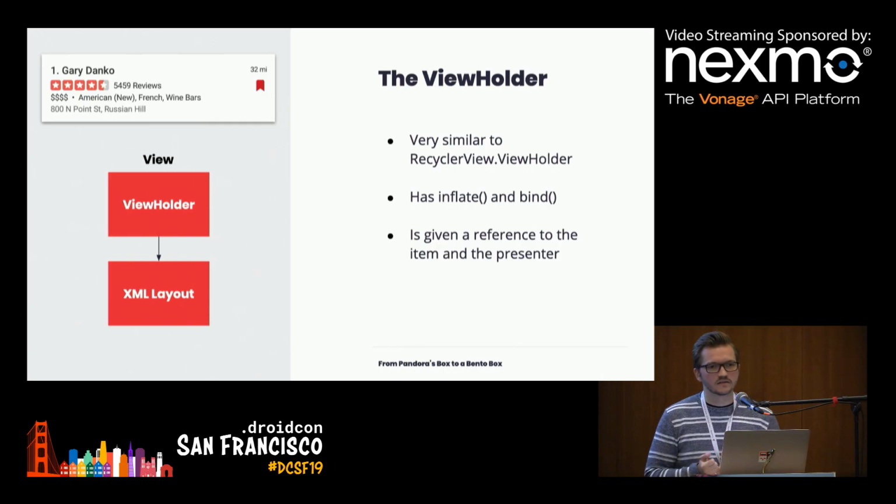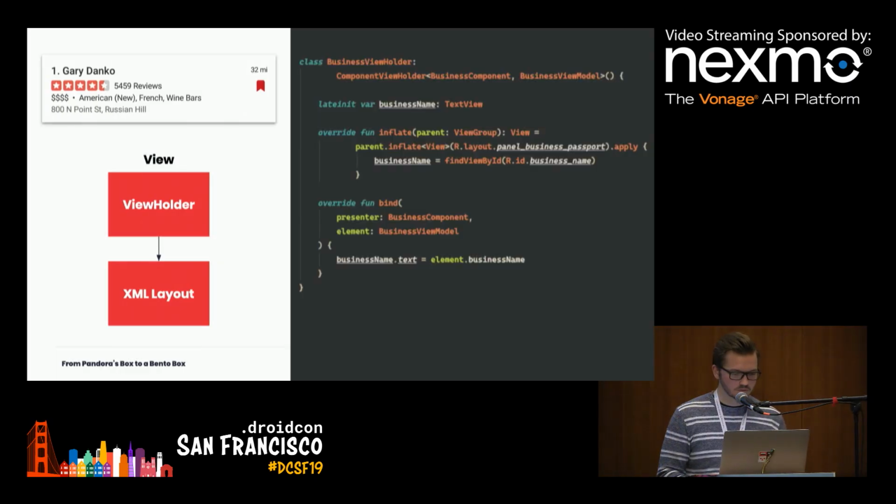Now, a viewholder in the bind method is given a reference to the presenter and the data items so that it can do the actual binding. So it'll take the data from the data item and bind it to our views in our view, and it will also take the presenter and call methods on the presenter whenever we want to handle some kind of user interaction. So here's what it looks like in code.